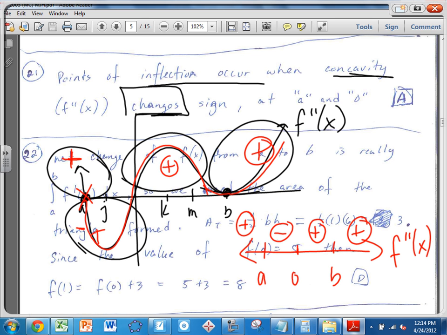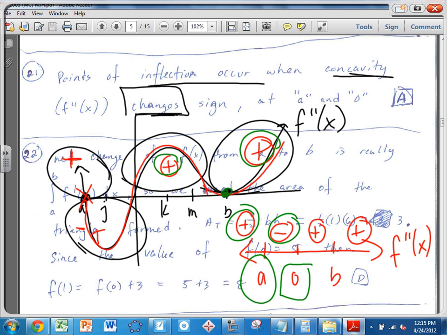The key point here is to notice that even though there's a 0 here, this is not a point of inflection because concavity is still positive on both sides. But here and here, there is a point of inflection. So for this problem, we go from a positive concavity to negative concavity. When you see this change, this indicates a point of inflection. Are we clear on that? Now, when you go from negative to positive, there's another point of inflection.